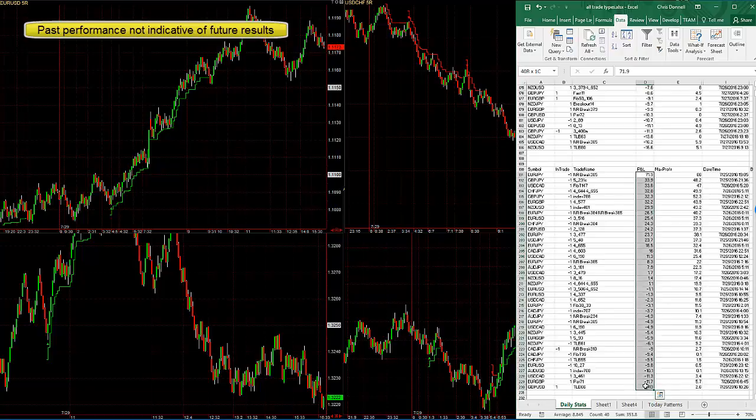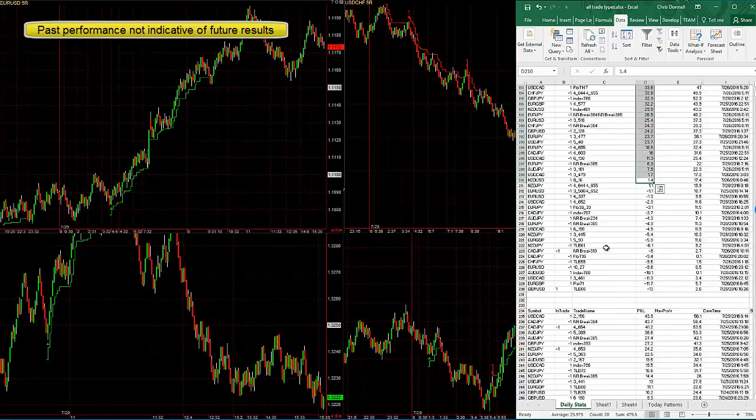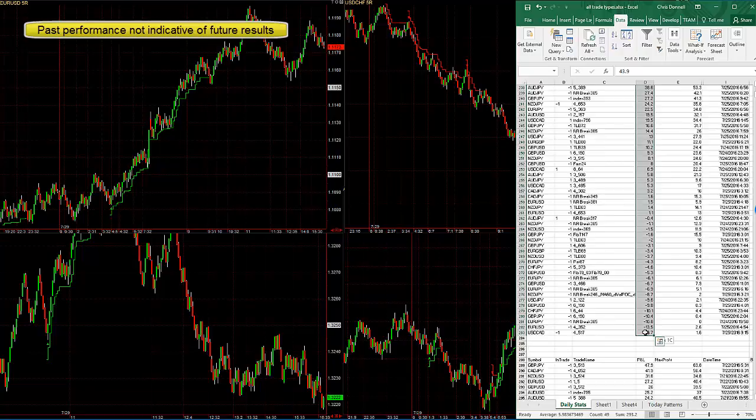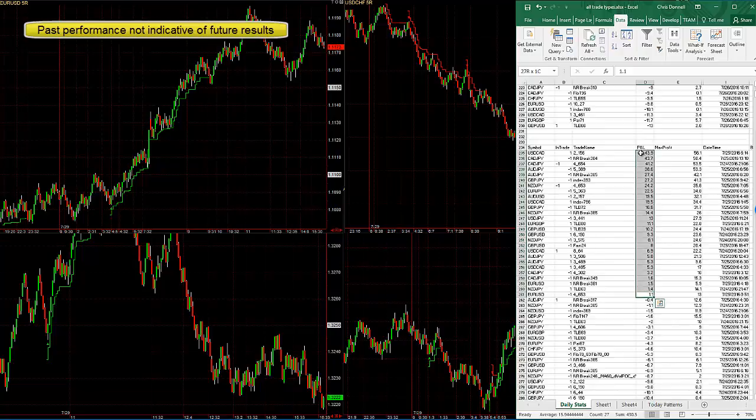Previous day, I believe, was pretty good, 353 pips. Average loss is only 6.6 something pips. The average win 23, so almost 4 times bigger wins than losses. And Sunday, Monday, 293 pips, 6.2 pip average loss, and 15 pip average win.